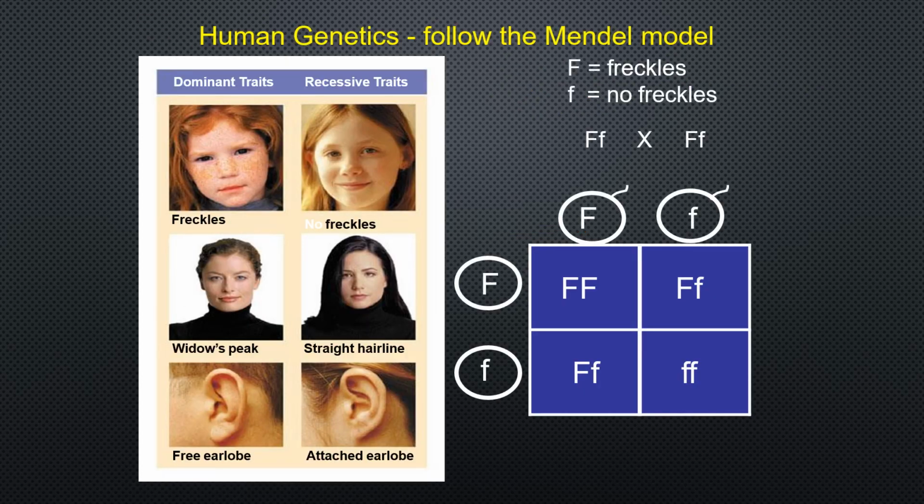So human genetics follow the Mendelian model. Here are just a few single traits that we can look at. The dominant traits are freckles, the widow's peak that we've talked about, and a free earlobe. So do you have freckles or a widow's peak or possibly a free earlobe? The recessive traits are no freckles, a straight hairline, and attached earlobes.